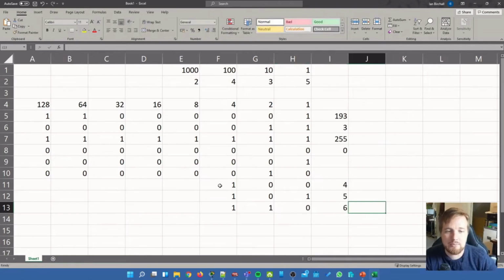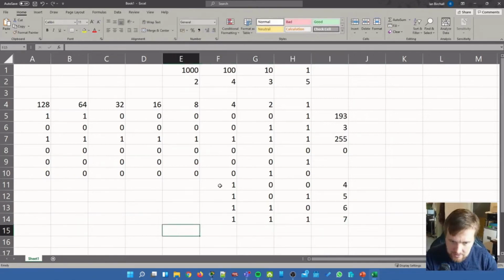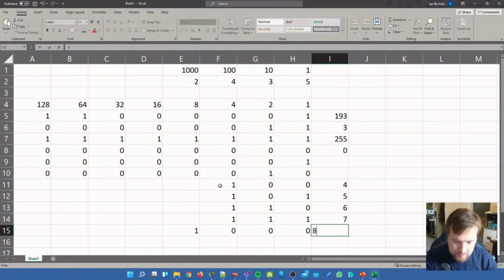If we want 6, it'd be 4 plus 2, which is 6. Very, very simple maths, and we can keep climbing and climbing and climbing. So here we go, 1, 1, 1, that is going to equal 7 because that is 4 plus 2 plus 1. And then we get into the next field, so it's going to be 1, 0, 0, 0 equals 8. And the number system just keeps going up and up and up.